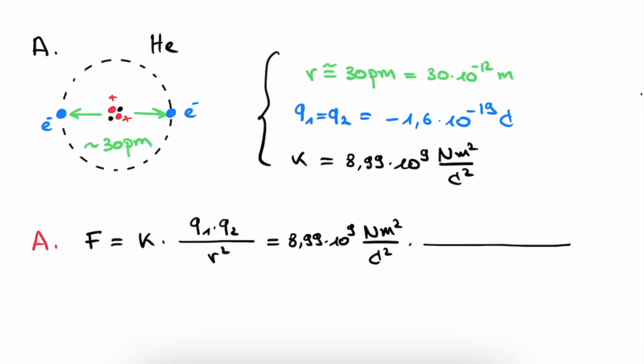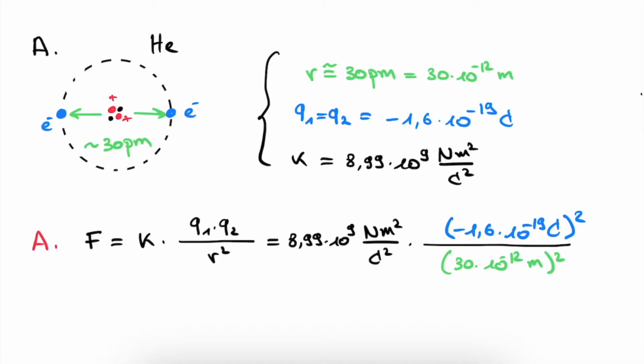And in the numerator, we simply get the charge of an electron squared, because Q1 and Q2 are equal, so we simply get Q squared. This becomes minus 1.6 times 10 to the power of minus 19 Coulomb squared, and we divide by the distance squared. So we divide by 30 times 10 to the power of minus 12 meter squared.